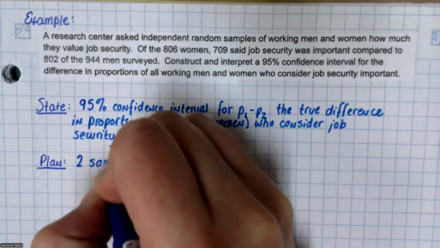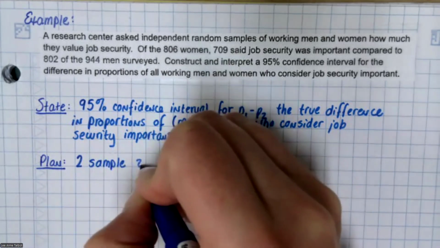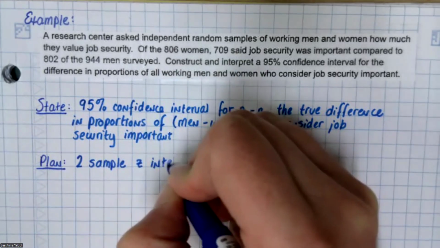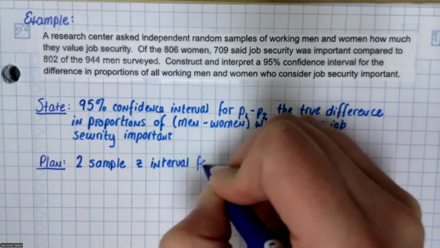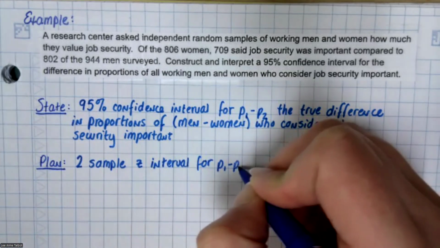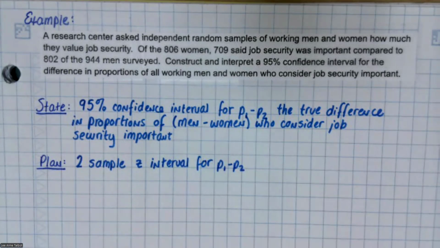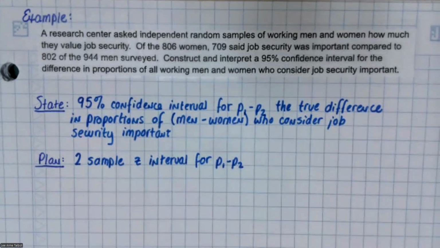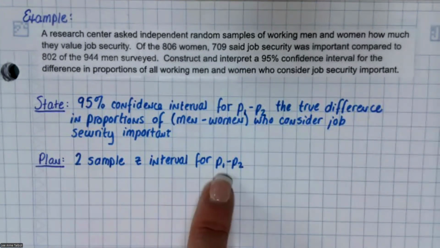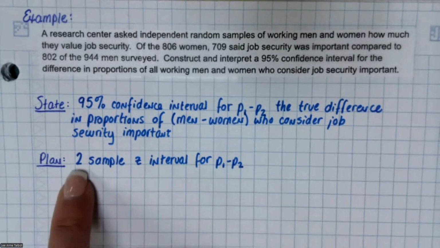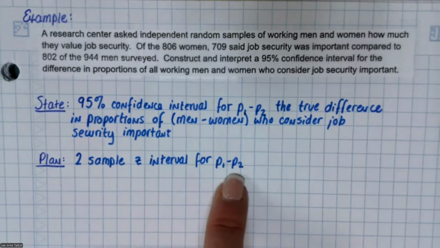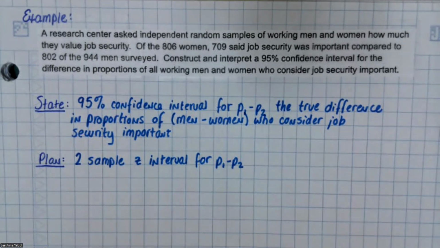Plan: 2 sample Z interval for P1 minus P2. Okay, right now you guys only know 2 different ones. You know a 1 sample Z interval for P, and you know a 2 sample Z interval for P1 minus P2. Those are your only 2 options.